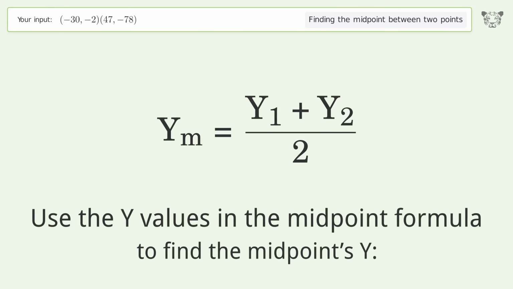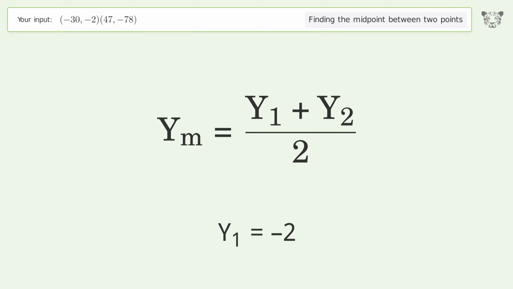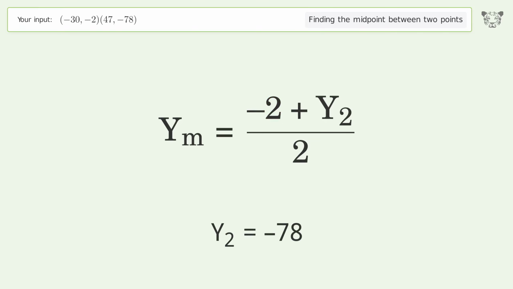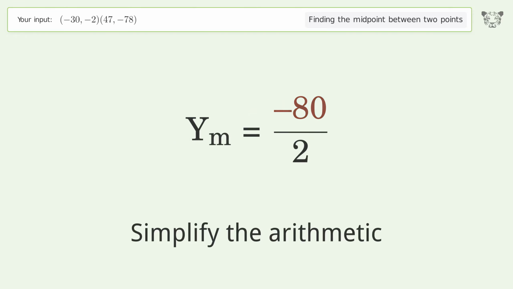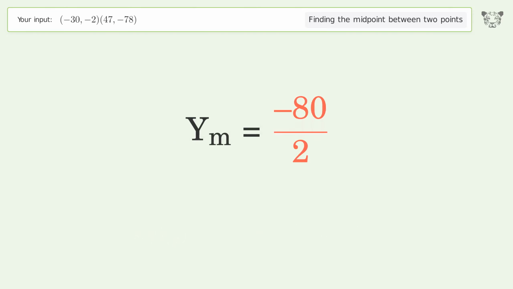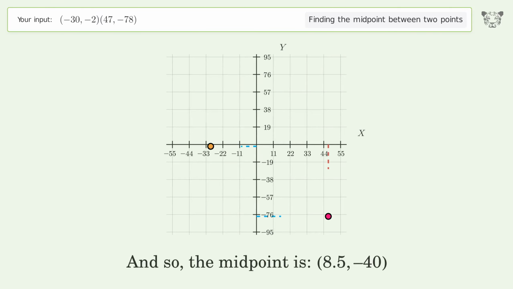Use the y values in the midpoint formula to find the midpoints y. y1 equals -2. y2 equals -78. Simplify the arithmetic. And so, the midpoint is 8.5, -40.